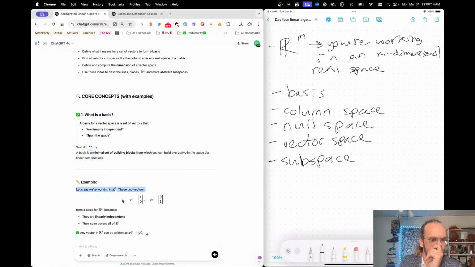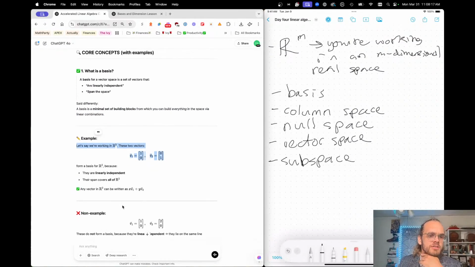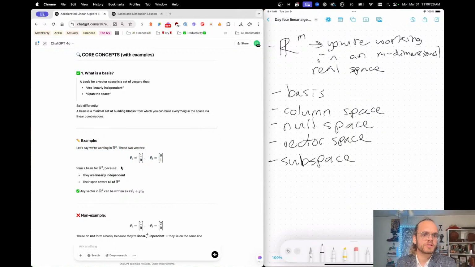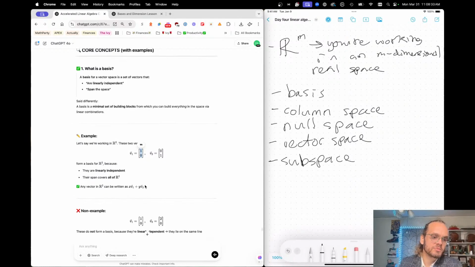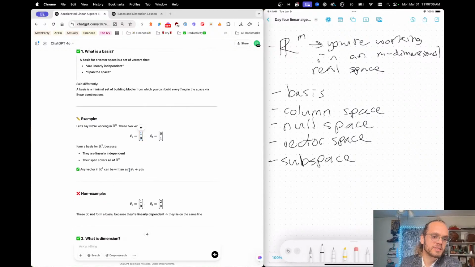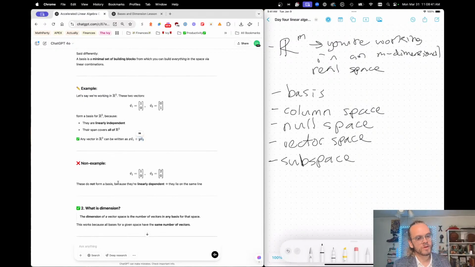So we're working in a two-dimensional space, a real two-dimensional space. These two vectors form a basis for R^2 because they are linearly independent and their span covers all of the two-dimensional space. That makes sense. An x vector going horizontally and a y vector going vertically will cover all of this space. Any vector in R^2 can be written as x times vector 1 plus y times vector 2. These don't form a basis because they're linearly dependent. They're the same line. The only difference is this one goes 1 in the x direction and this one goes 2 in the x direction, but they're both going to be horizontal like this, right?